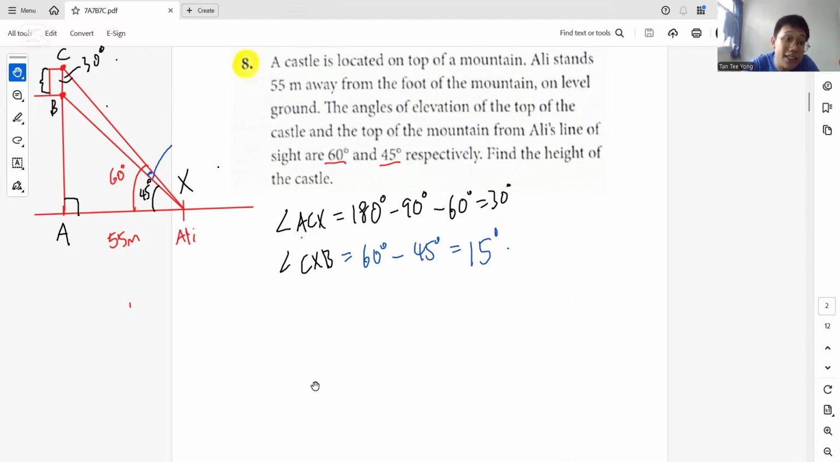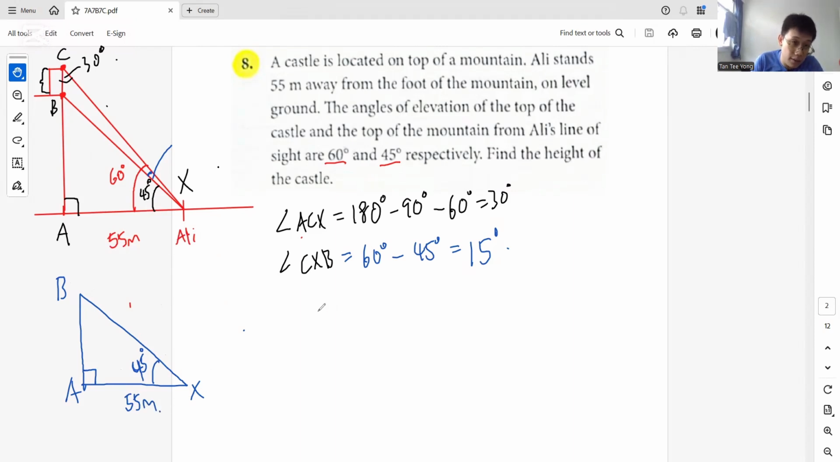Next, we want to find the length of BX. For us to find the length of BX, let me redraw the triangle. BX is here. We are using the right-angled triangle B, A, and X. Angle AXB is 45 degrees, and this side is 55 meters.